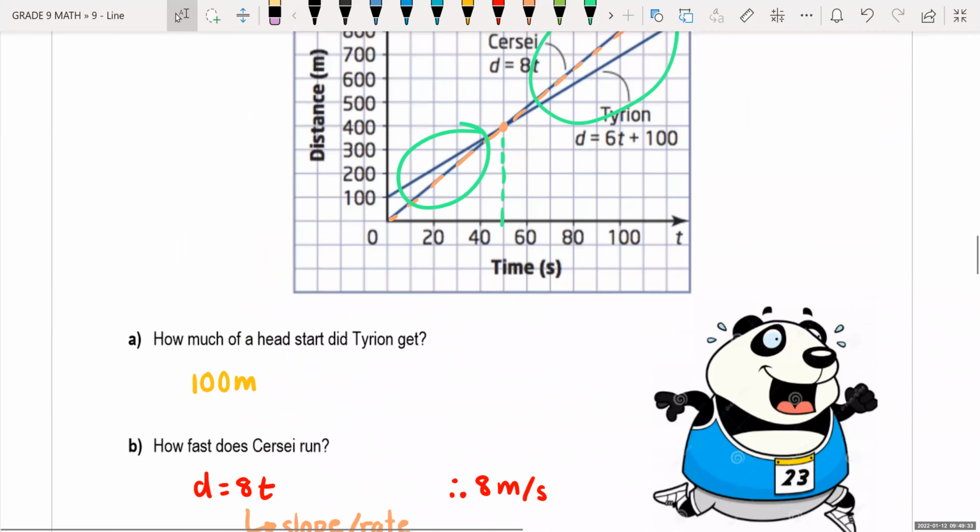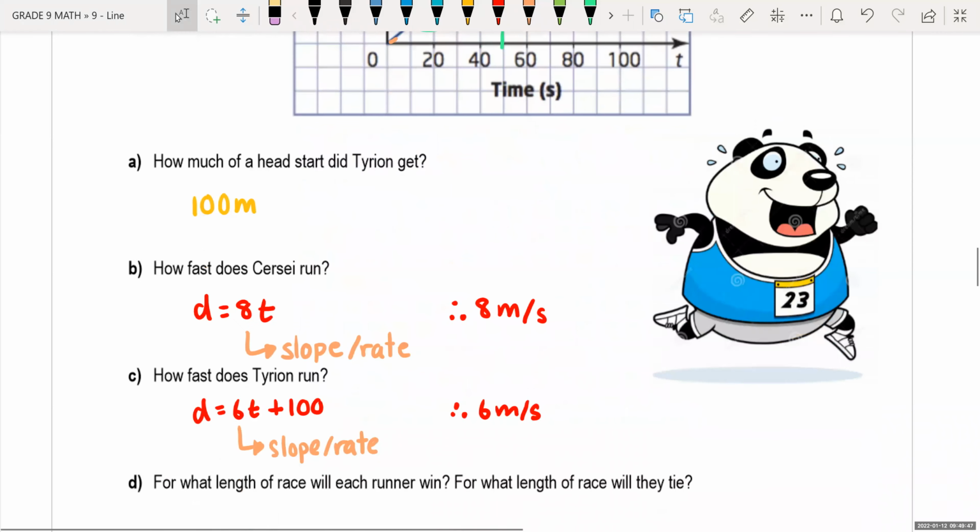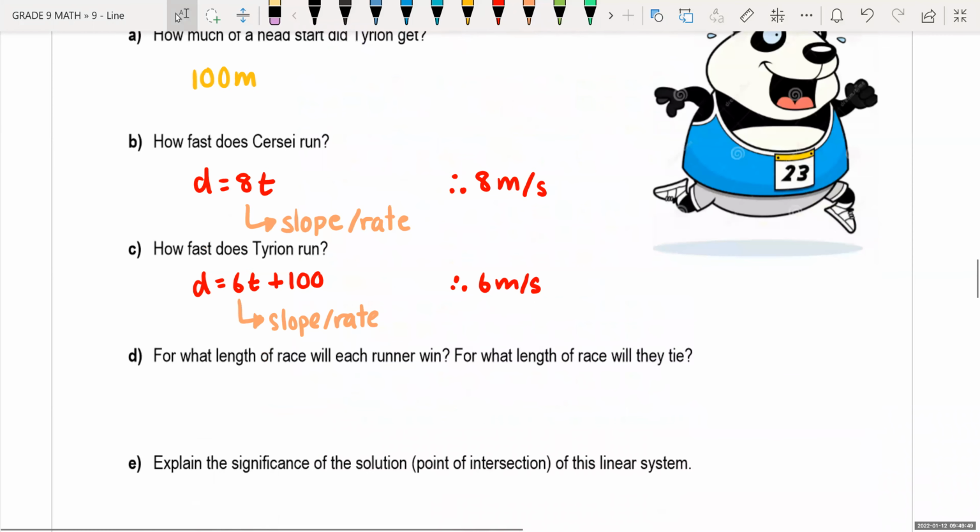If you wanted, you could also figure out the slope by using the lines. You could pick 2 points and use the equation y2 minus y1 over x2 minus x1, or you could just do rise over run and figure it out that way. But if you have the equation, honestly, that's the easiest way.